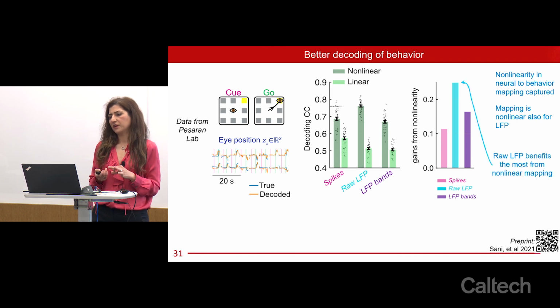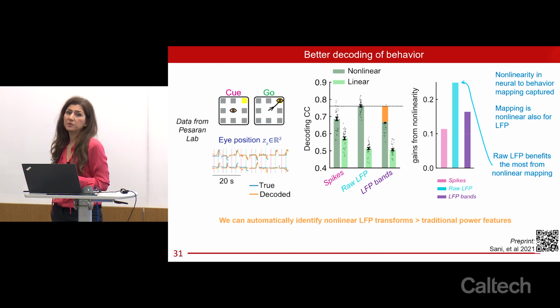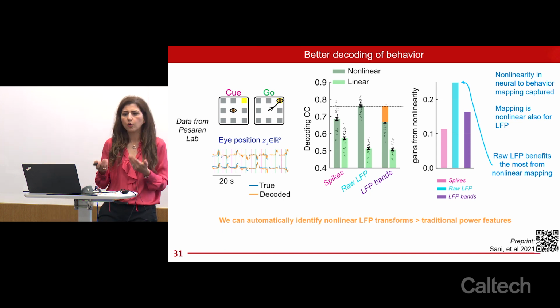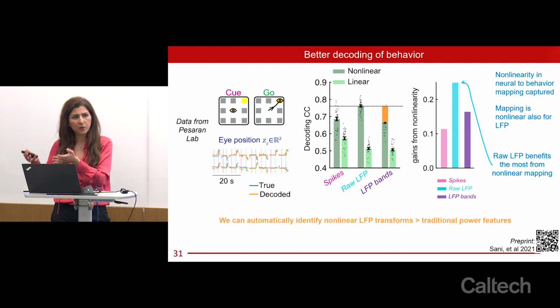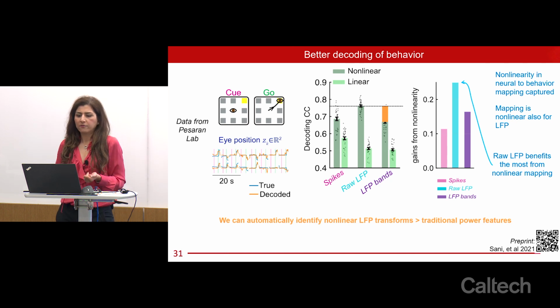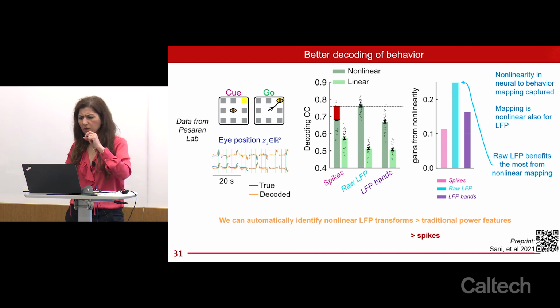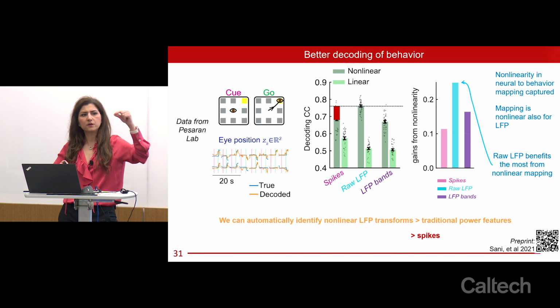And interestingly, once we did this automatic nonlinear modeling on raw LFP, it was more predictive of behavior than even the traditional LFP power band features that we typically work with, showing you that extracting these power features could lose behavior information that you can recover through this nonlinear modeling automatically. And finally, in some cases, these raw LFPs did even better than spiking activity, which was pretty cool. So this shows you, yes, we can better, using this nonlinear model, extract the behaviorally relevant subtype.